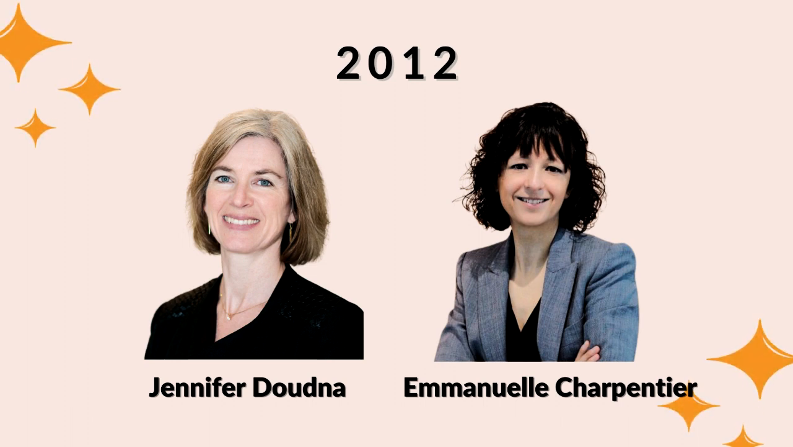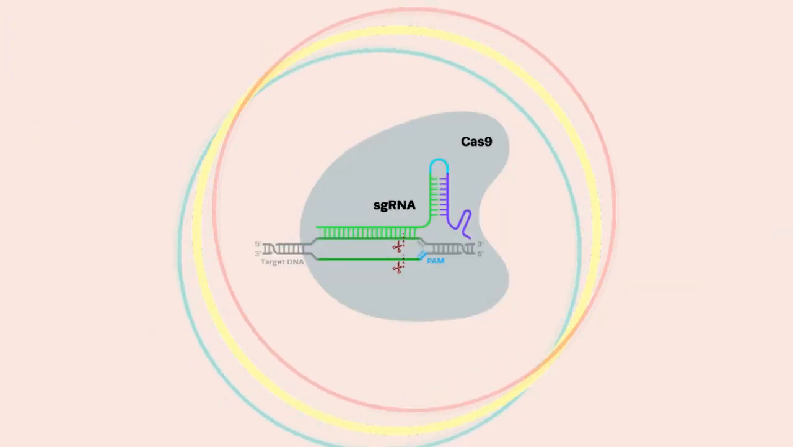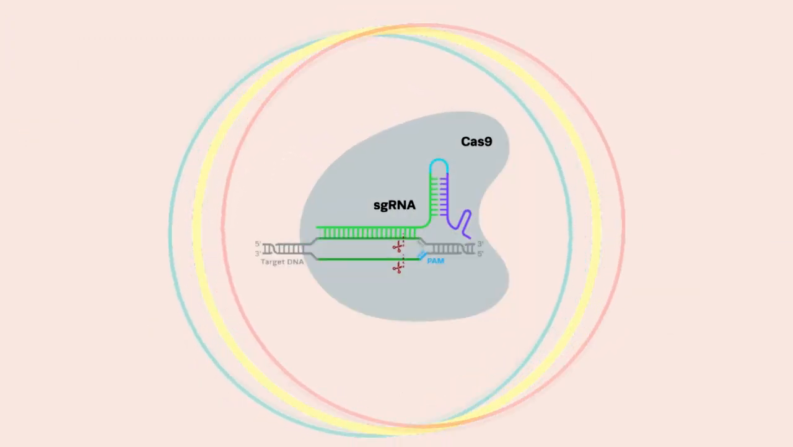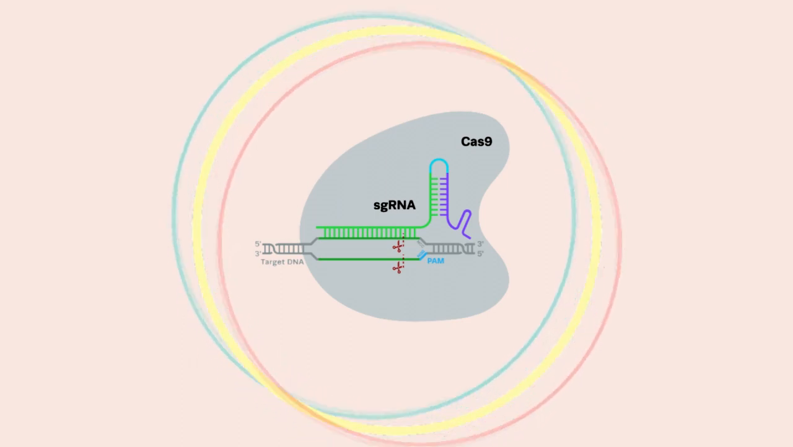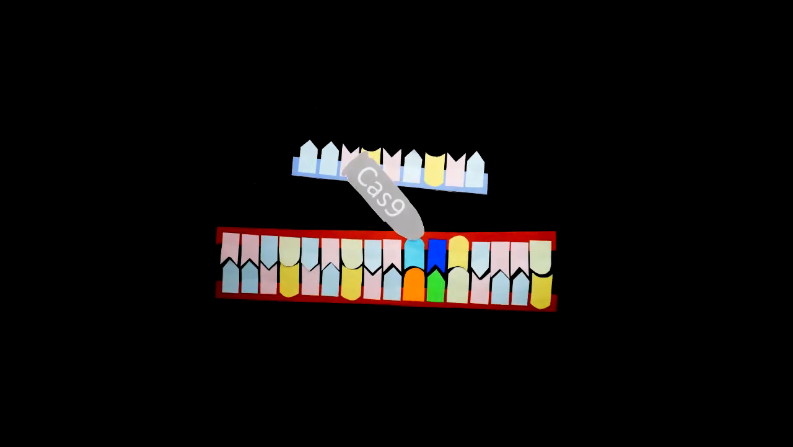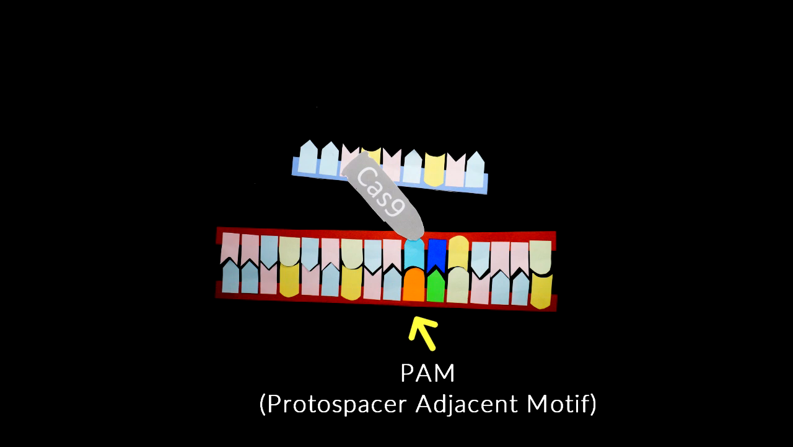CRISPR-Cas9 technology comprises two main components, the single guide RNA and the endonuclease, Cas9. Here's how it works. Scientists design the single guide RNA to match the gene they want to edit and attach it to Cas9. The guide RNA directs Cas9 to the target gene, where it will bind a short sequence known as the PAM, or protospacer adjacent motif. PAMs are short 2 to 6 base pair sequences in the viral genome found adjacent to sequences targeted by a Cas nuclease. Cas nucleases recognize the PAM and cannot cleave the DNA unless a PAM is present.